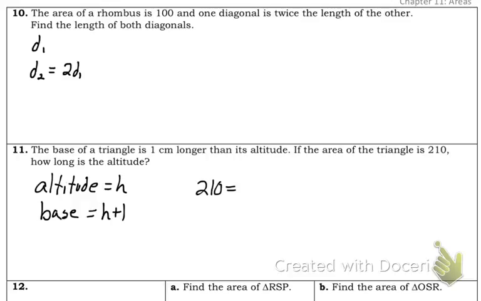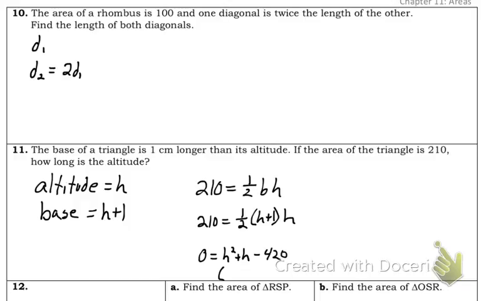Coming back here to the number 11, it says that the area equals 210. So 210 is going to equal half our base times our height, so that means 210 is going to equal 1/2. Our base, we said, was h plus 1. Our height is h. And you're going to work down to, correct me if I'm wrong, but you should end up with h squared plus h minus 420, which you can break down to (x minus 20)(x plus 21).